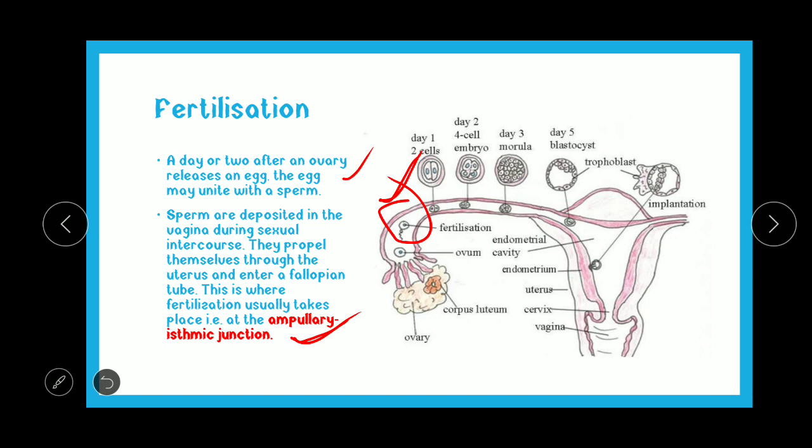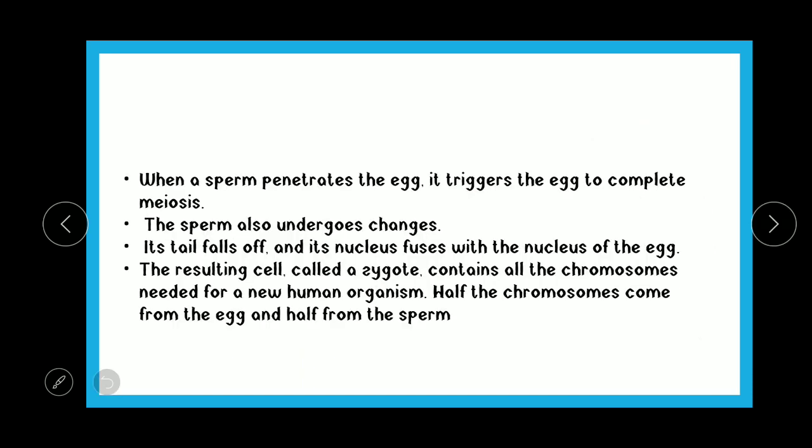And here you can see the diagram of how the fertilized egg is moving towards the uterus. You can see the 4 cell stage and the 16 cell stage, that is day 3. Day 5 is the blastocyst. We will see the trophoblast implantation, how it takes place. You can see the uterine lining, that is the endometrium, perimetrium, uterus, cervix, vagina, all of these are evident in this diagram. Then when the sperm penetrates the egg, it triggers the egg to complete meiosis.